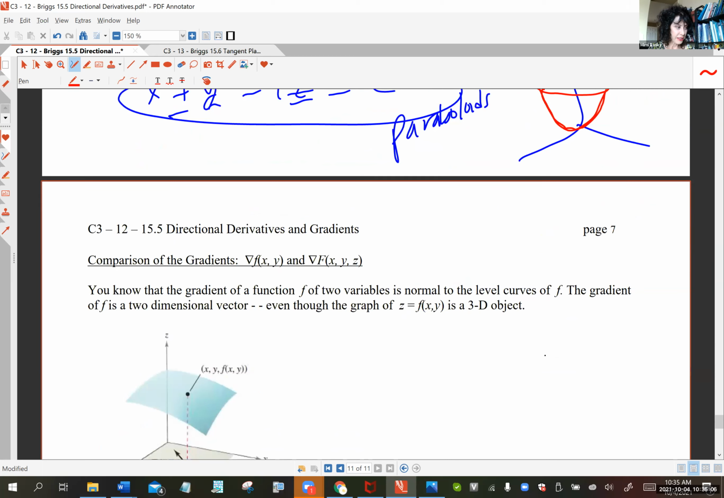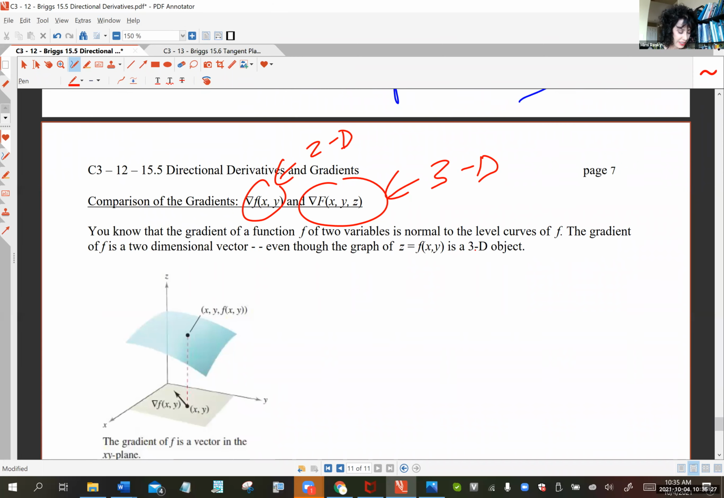Now, what about the gradients, del f and del big F? Those are 2 different animals because del f is a 2D vector and del big F is a 3D vector. This is going to come up a lot in the next section. So I'm going to plant a seed right now. You may not totally understand what I'm saying right now, but just try to go with it, and it'll become crystal clear when we get to the next section.